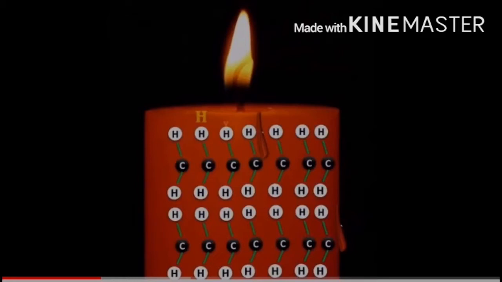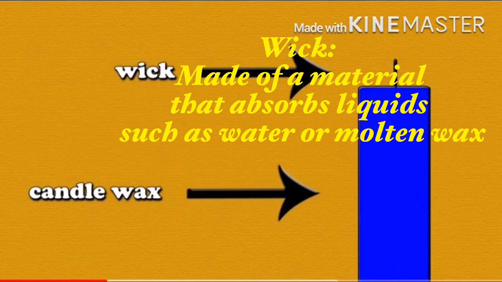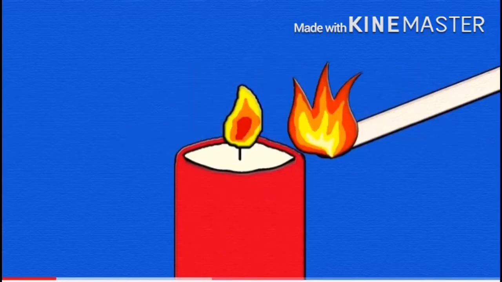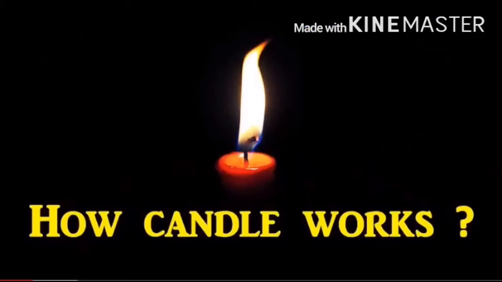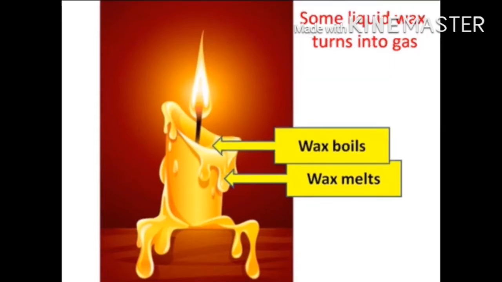Solid particles of carbon in the flame become incandescent when the candle burns, giving out light. Then next part, wick. The wick is made up of a material that absorbs liquids such as water or molten wax. When a candle is lit, the wax in and near the wick melts. The wick absorbs the liquid wax and pulls it upward.